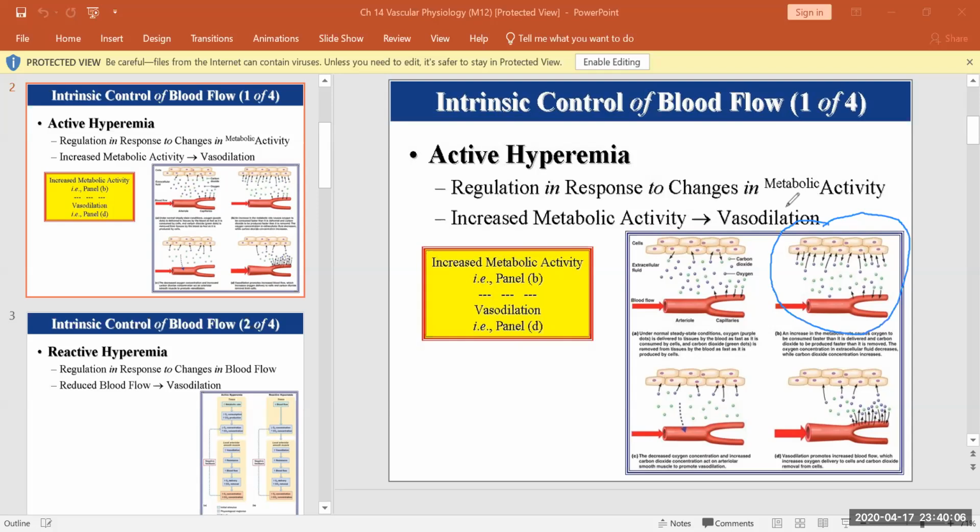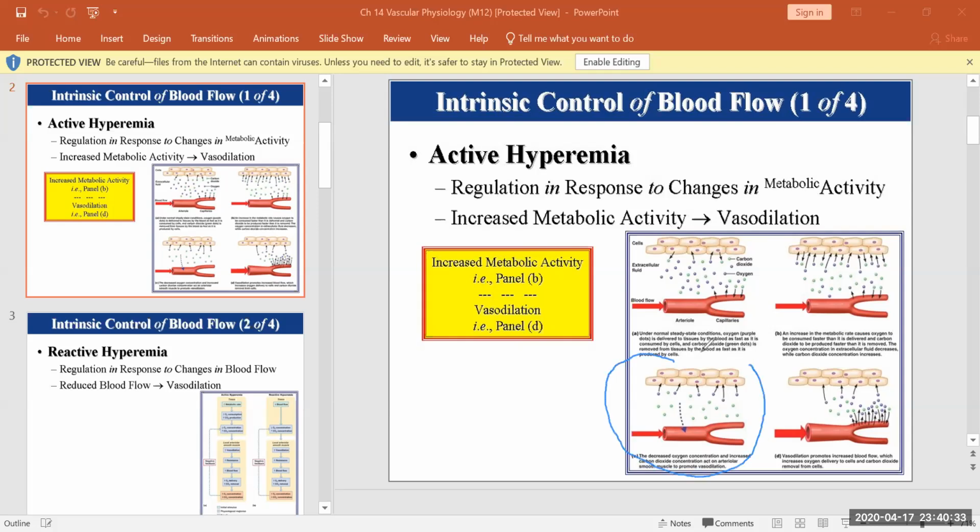require more nutrients than the blood vessels can deliver oxygen and nutrients. Right? So we have a problem here. The blood vessels can detect that, amazingly, because of the release of these chemicals. Let's say, for example, carbon dioxide accumulation, oxygen depletion will lead to panel C here.